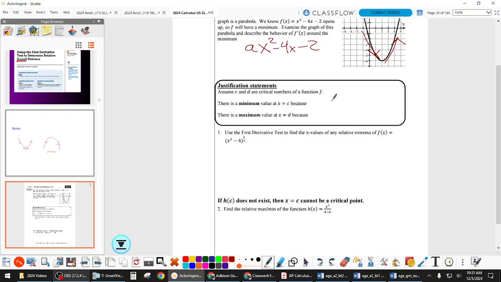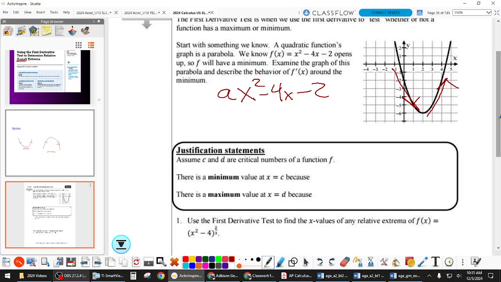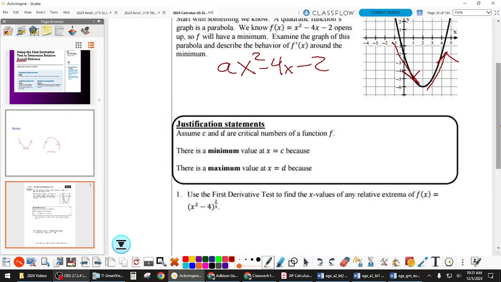How would you word that? Because why? Because f prime of c is increased. Oh, was it like what we were saying earlier? It's negative and it's positive. Yeah. Yep. That's all. Well, if it's a minimum. Yeah. So for a minimum, it's negative and then positive.